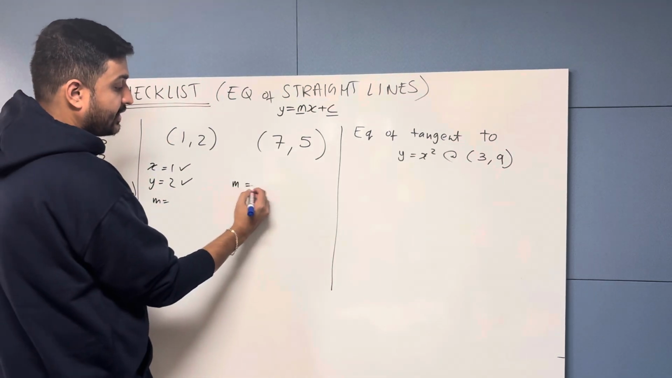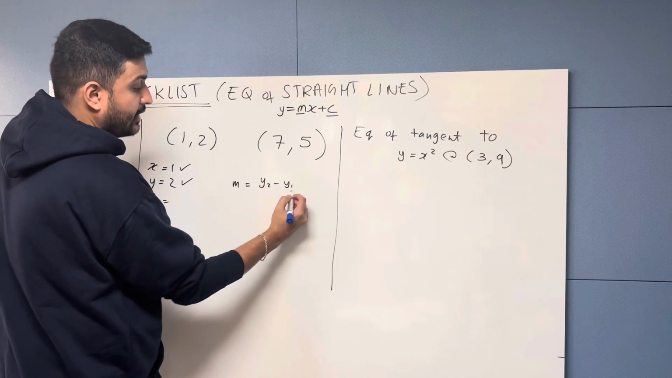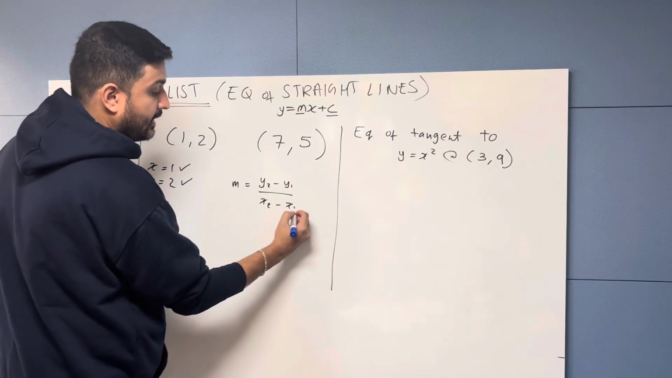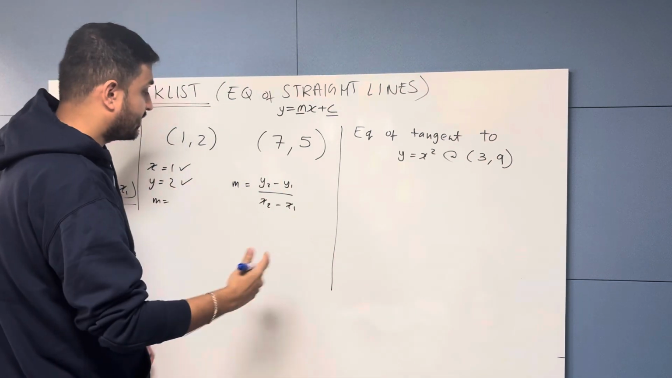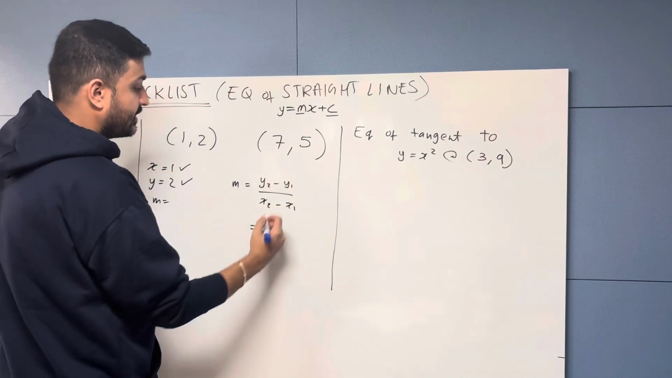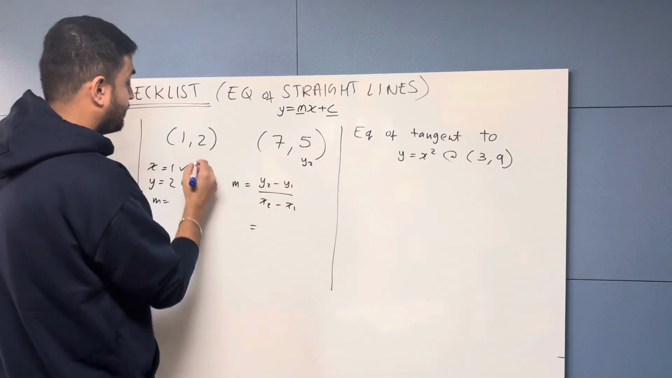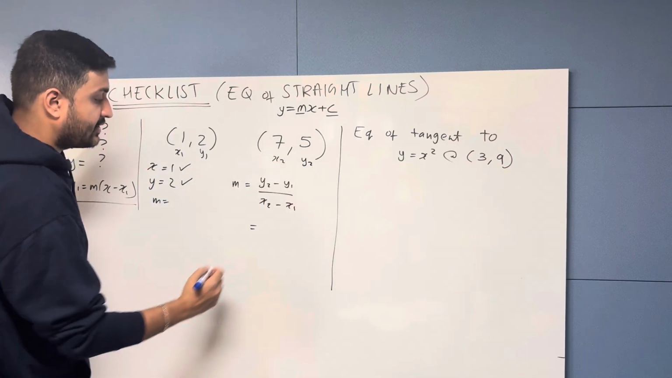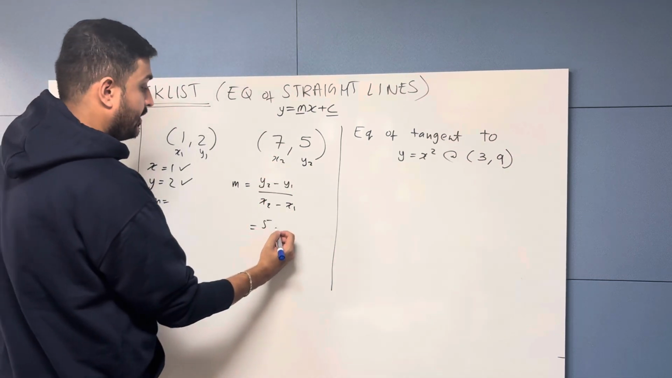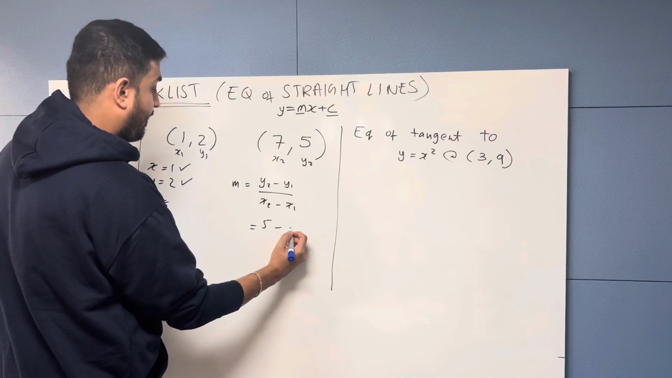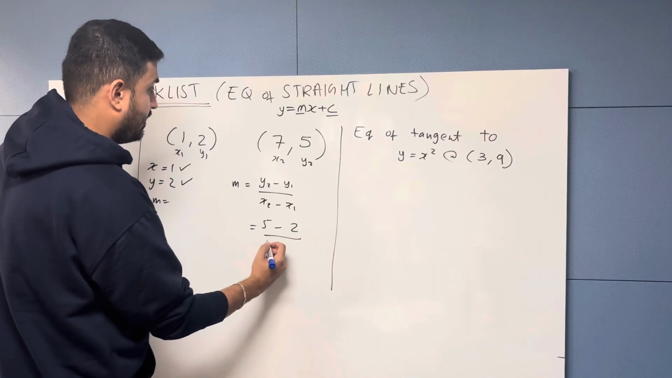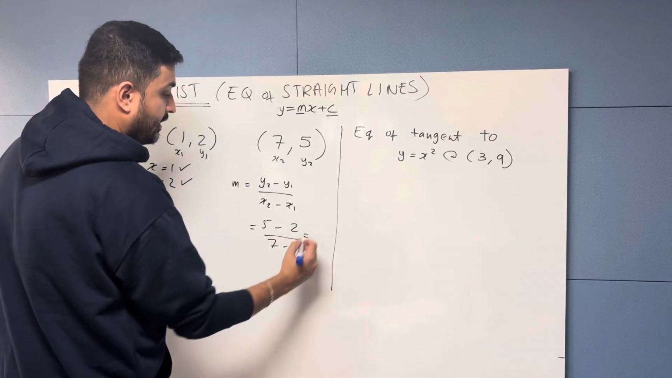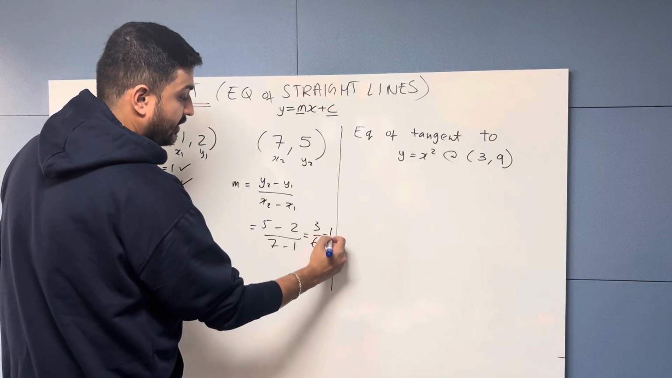Now, this is just two coordinates in the axes. So to find the gradient, I'm going to do (y2 - y1) over (x2 - x1). Please don't get that formula wrong, otherwise it's going to go badly for you. So I'm going to take y2 to be this, y1 here, x1 here, x2 here. So y2 minus y1, 5 minus 2, over 7 minus 1, so 3 over 6, which is a half.